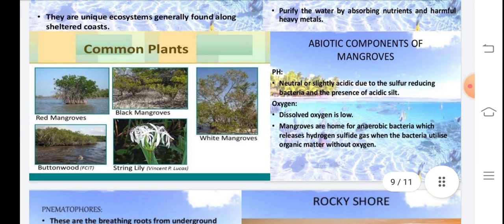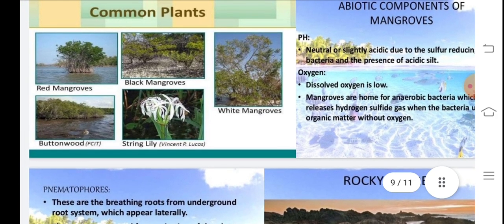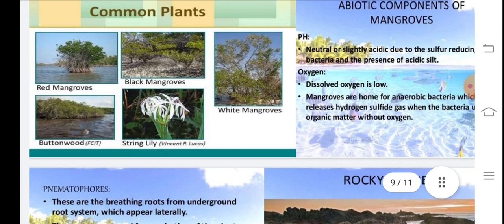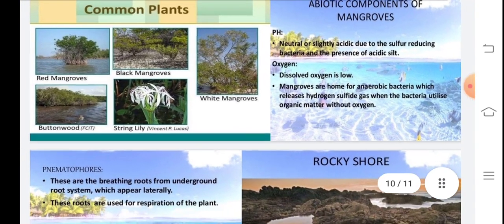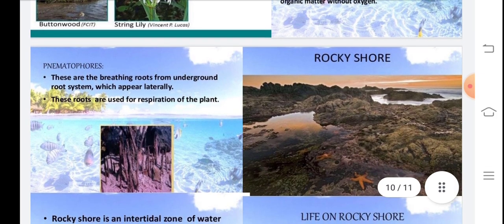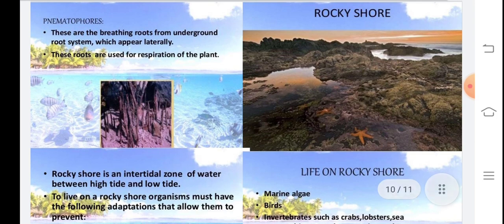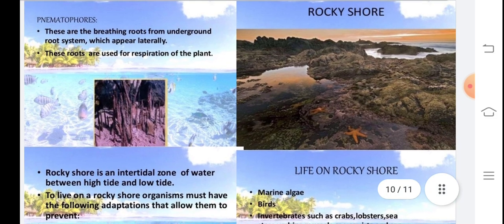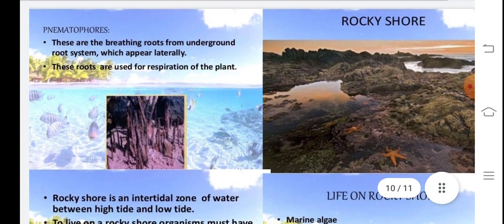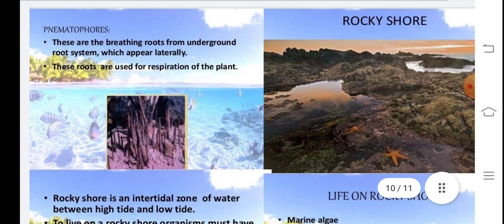Then the common ones are the red mangroves, black mangroves, buttonwood mangroves, string lily. These are the common types. White mangroves are there. Mangroves have one character, pneumatophores are there. So the plant, either it is a tree, but these are commonly called as the breathing roots, right? So they show the respiration process through this one, releasing of the oxygen and the taking of the CO2.